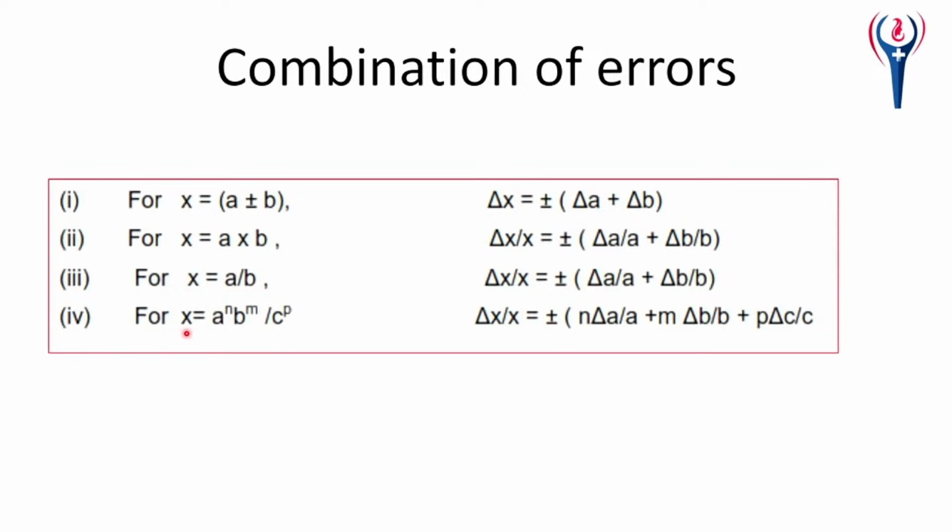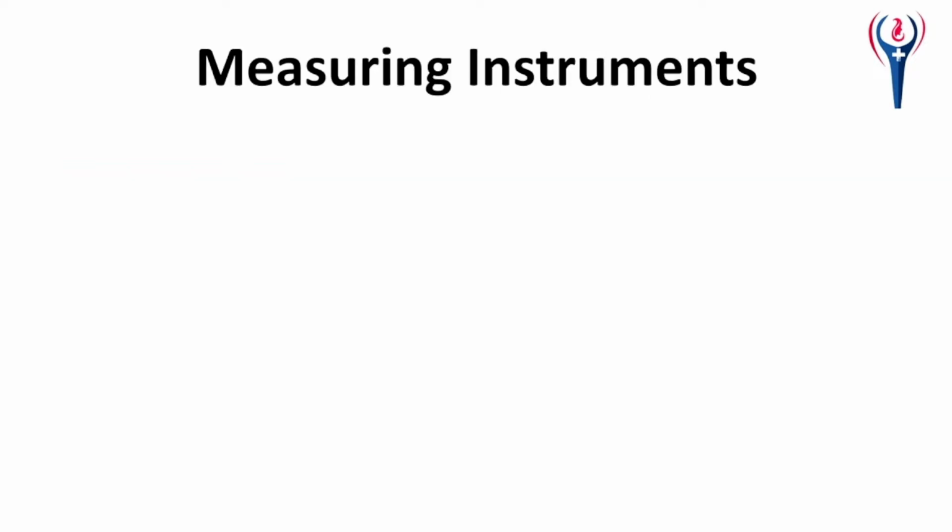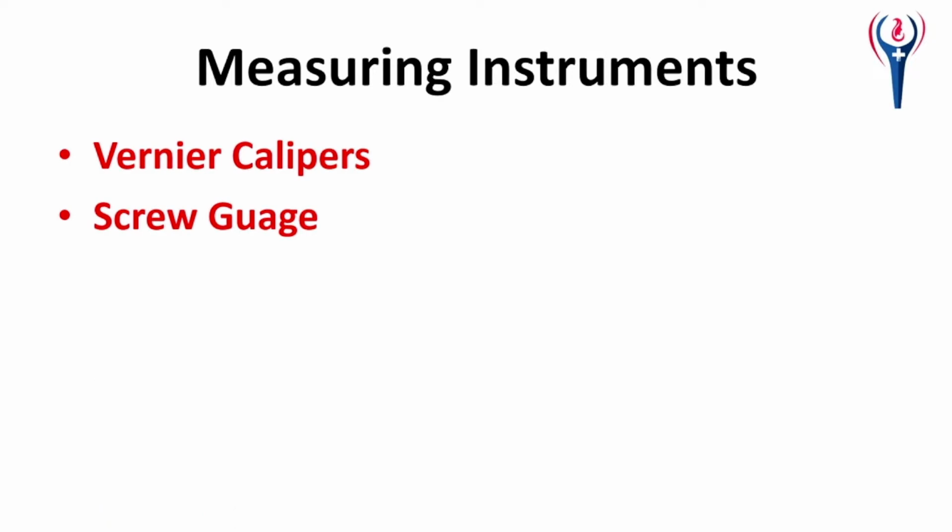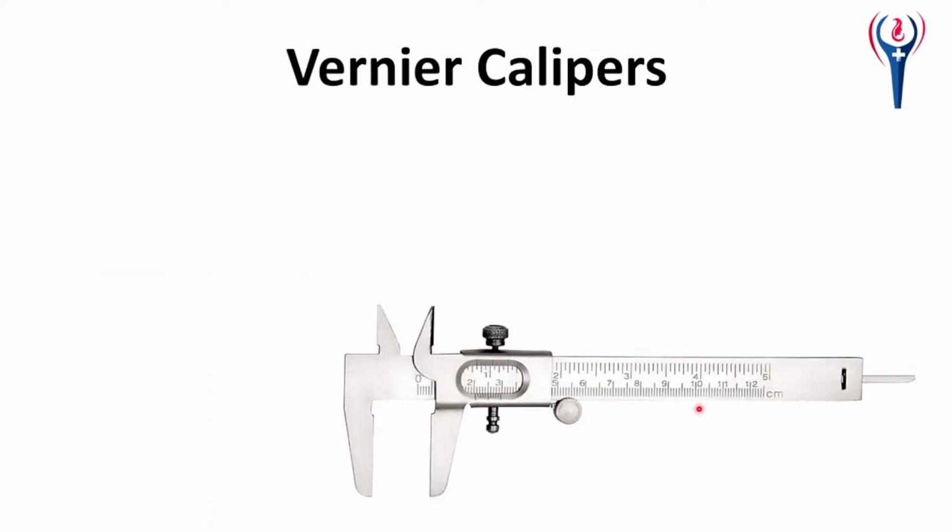In power, for x equal to A power n, B power m divided by C power p, then delta x by x equal to plus or minus n into delta A by A plus m into delta B by B plus p into delta C by C. Measuring instruments: vernier caliper, screw gauge, spectrometer. This is a vernier caliper.